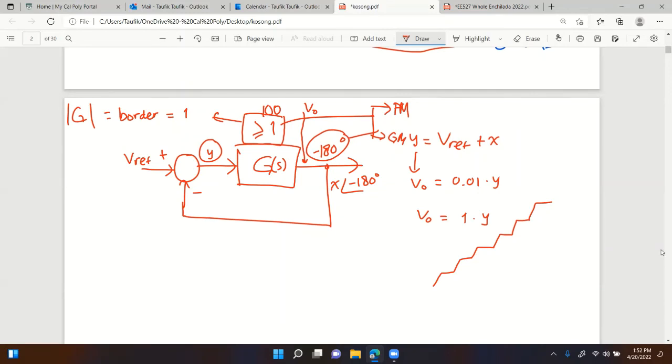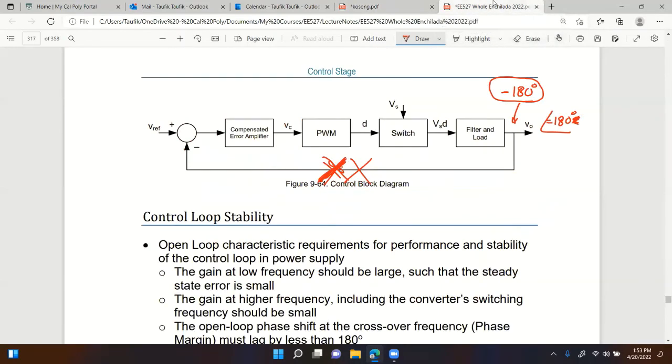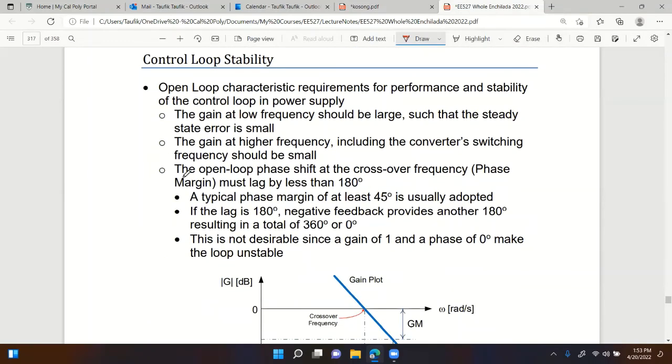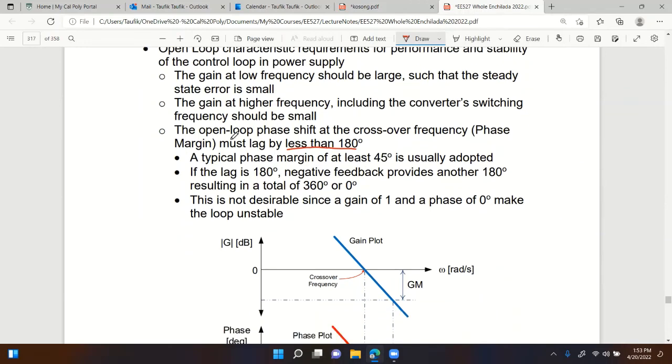Okay. Any questions on that? All right, so going back to here, the open loop phase shift at the crossover frequency, the phase margin, must lag by less than 180 degrees. Now you know why it says less than 180 degrees, right? A typical phase margin of at least 45 degrees is usually adopted. So at least 45 degrees.